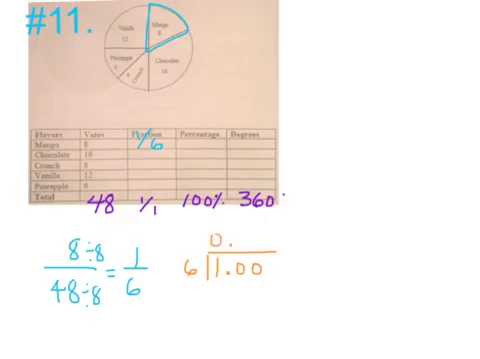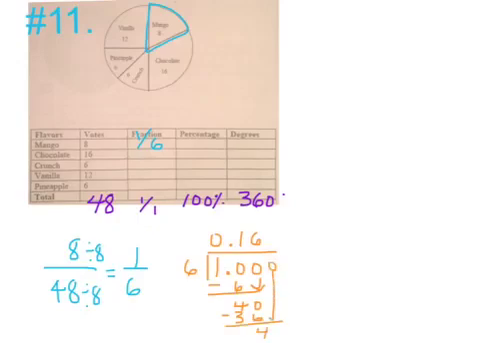I'm going to go ahead and put 0 point because I know it won't work. 6 can go into 10 one time. I'm going to subtract 6. I get 4. Bring down the next digit. 6 can go into 40 6 times. That's 36. When I subtract, I get 4.